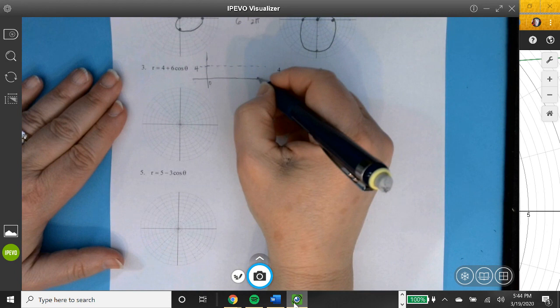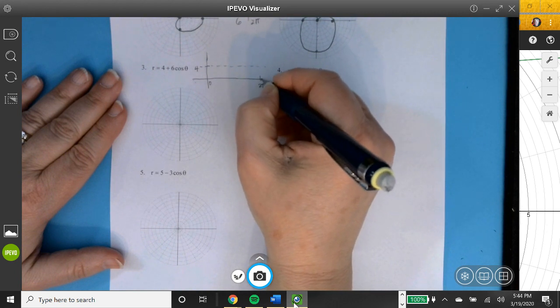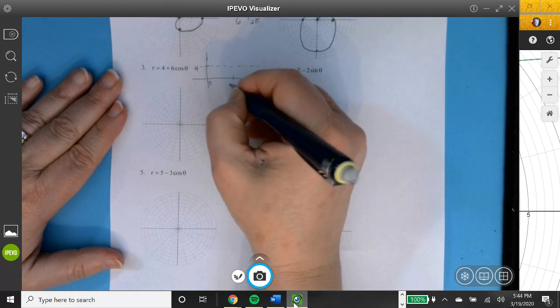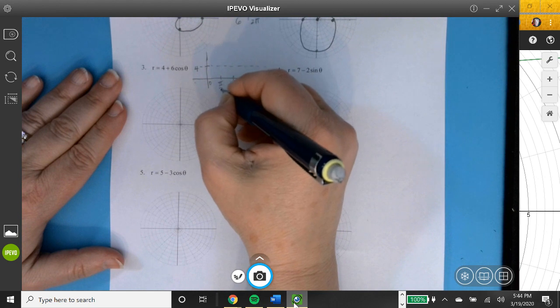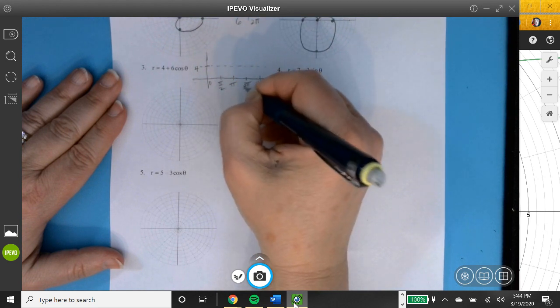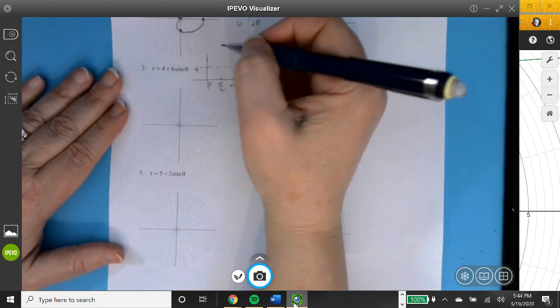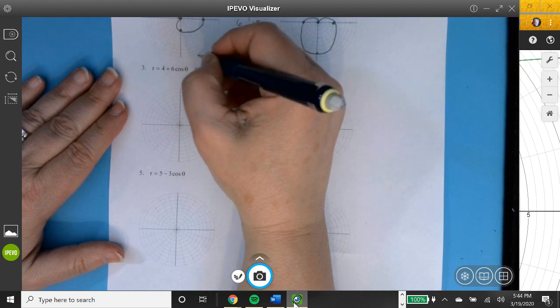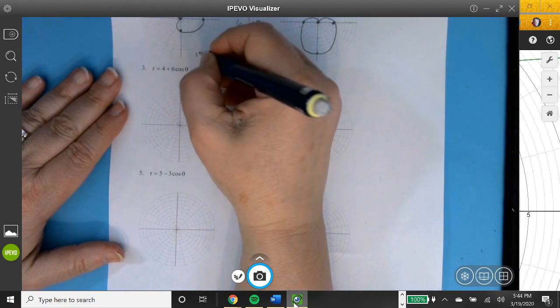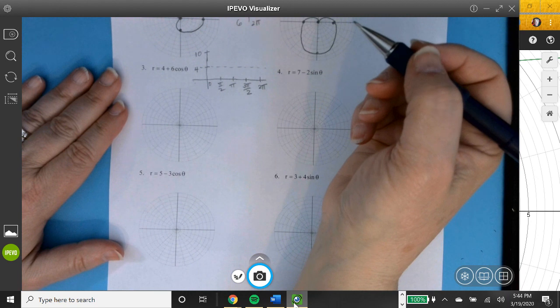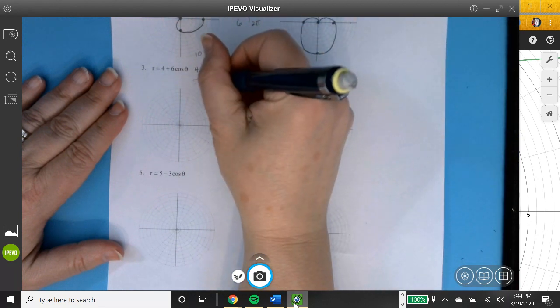And it's not shifted horizontally, and it doesn't have a nice stretch factor, so my period is 2 pi, which is really nice here when we're getting reacquainted. Okay, and my amplitude is 6, so I'm going up to 10, but then I'm going down to negative 2.